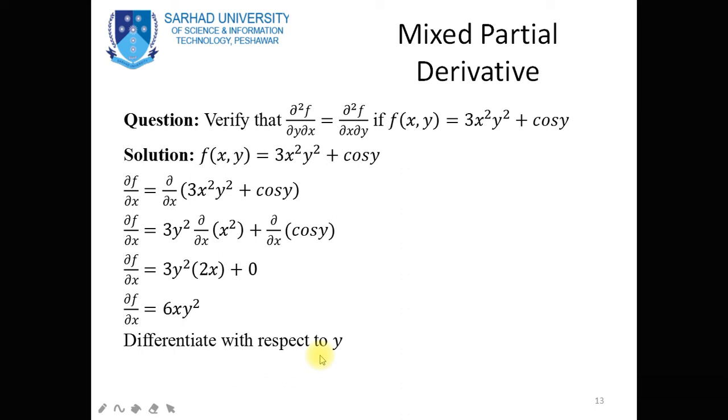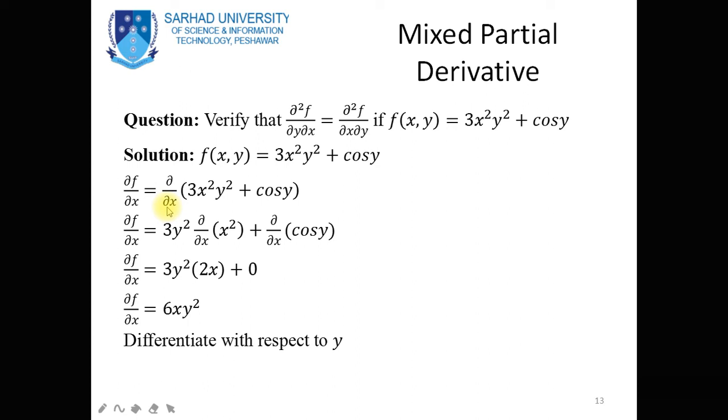Now mixed partial derivative. For the mixed partial derivative, if we take the partial derivative of the function with respect to x, and then again the derivative of this obtained result with respect to y, then this will be called a mixed partial derivative. First of all, take the partial derivative of the function with respect to x.